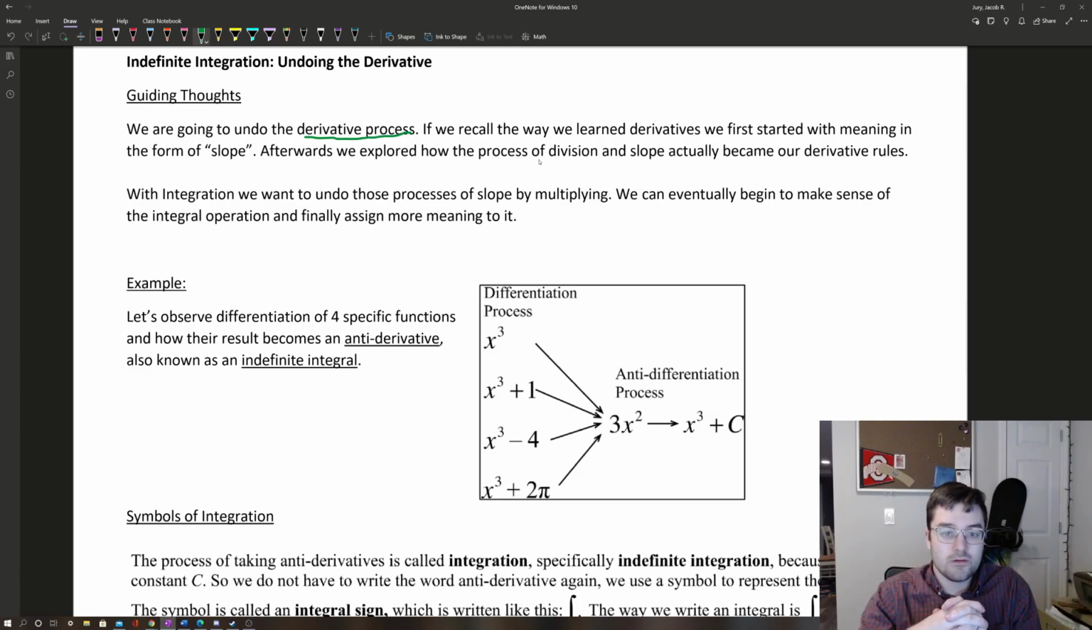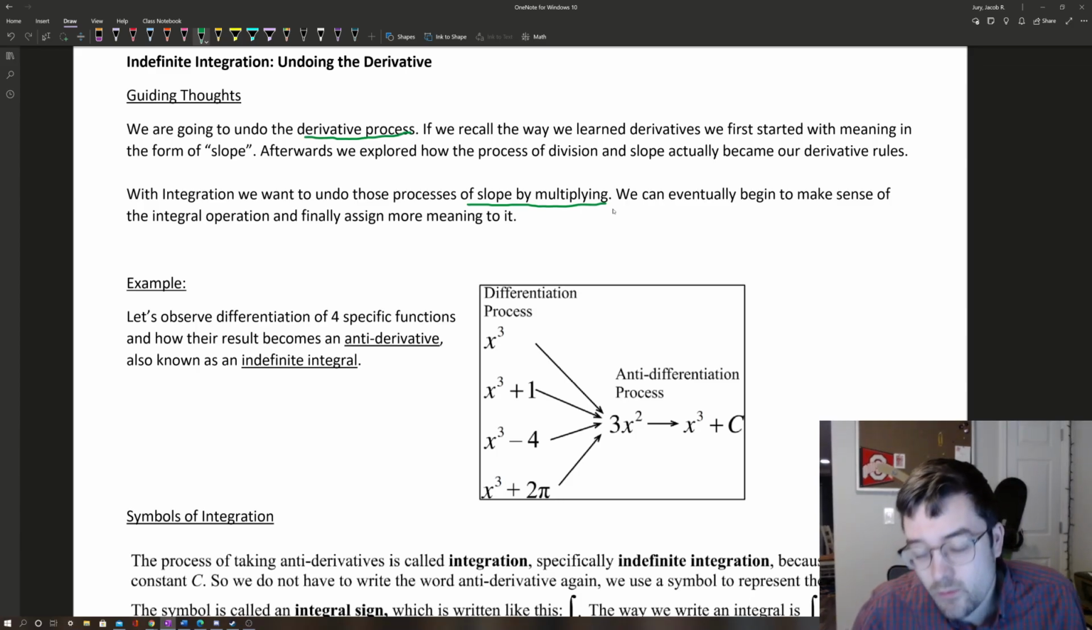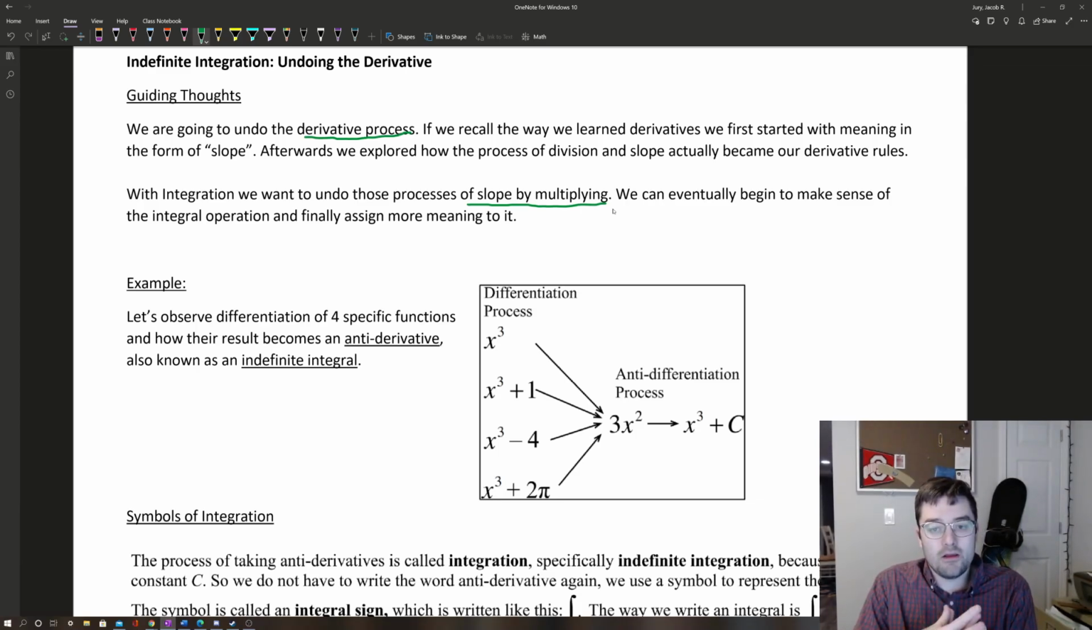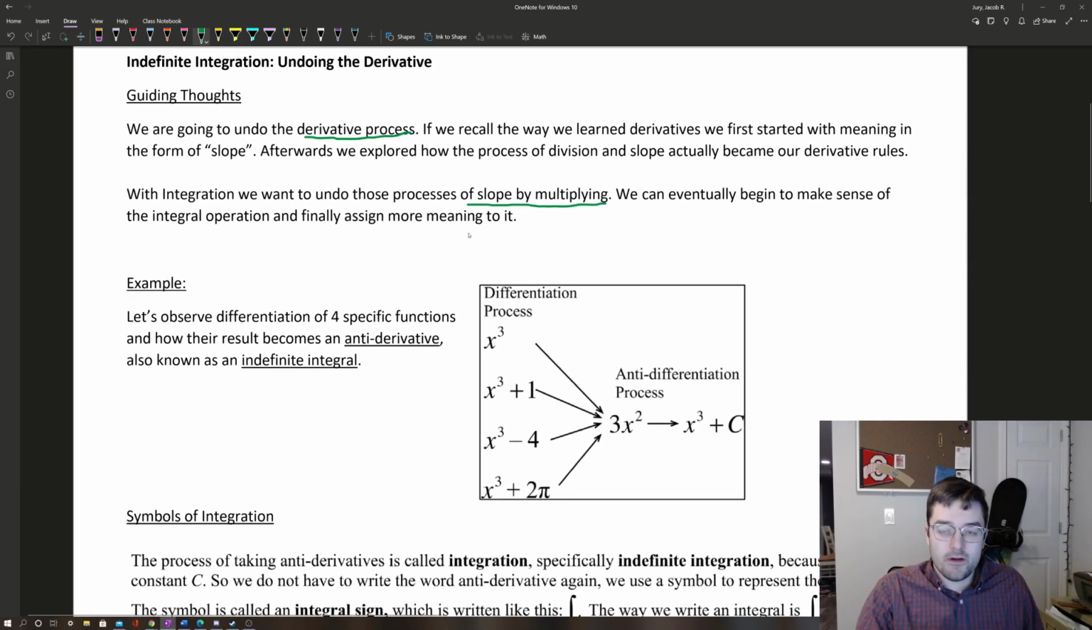We want to integrate, and we're going to do that by multiplying different things back into slope, or whatever our rate is, because that's what a slope is. So we'll eventually start to make more sense of the integral operation, and then finally assign more meaning to it. So you'll see this get pulled out of our experiences here. But first we're going to start to work with it so we can eventually have those conversations.